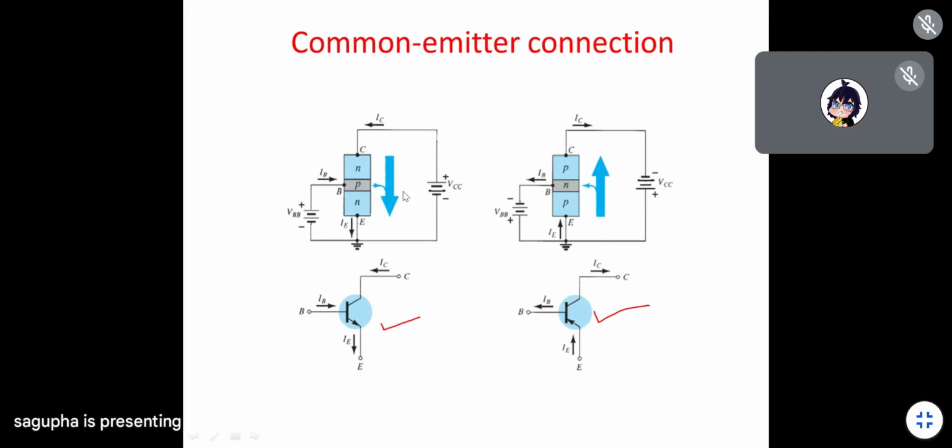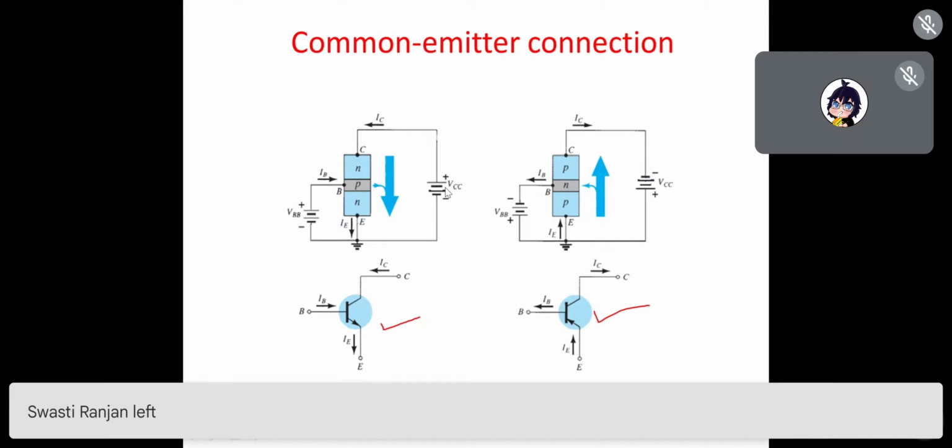And my collector emitter junction should be in which bias? Forward or reverse? Reverse bias. Generally, whenever we talk about the active region of the transistor, we consider the input side in forward bias, that is your base emitter junction should be in forward bias, and your output side should be in reverse bias, that is your collector emitter junction should be in reverse bias.